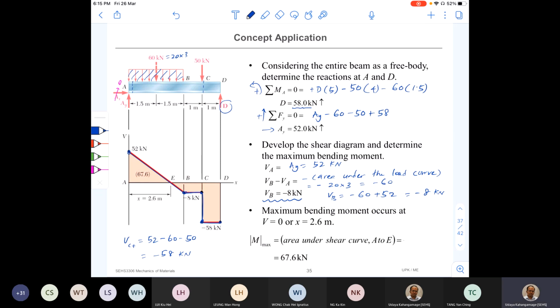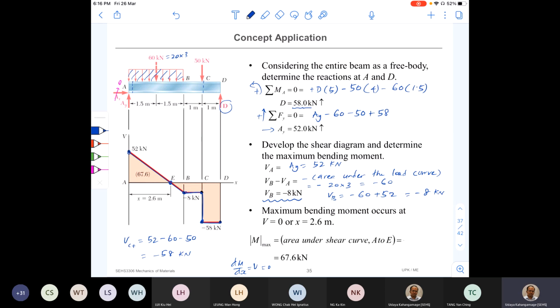Now by observation again, our target is to find out the maximum bending moment, but you don't need to draw the bending moment diagram. By observation, you can say where the maximum bending moment is. At the location of maximum bending moment, the slope of the bending moment curve should be 0, right? We previously learned that dM over dx is equal to V. So at the maximum point, V should be equal to 0. So we can see that here at point E, shear force is 0. So the maximum bending moment is going to be at E. We know the location.